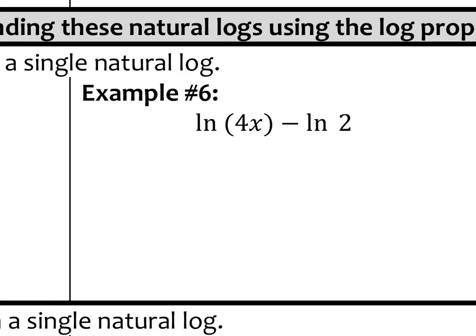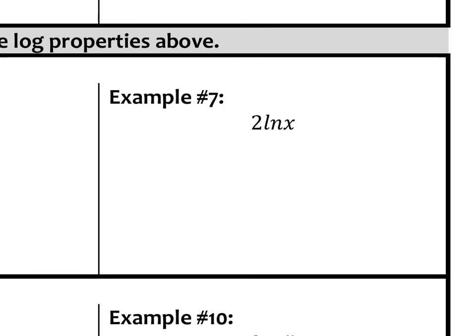This one is being subtracted. So really I'm going to be doing natural log of 4x divided by 2, which will simplify. 4 divided by 2 is 2, so natural log of 2x. And I've got a coefficient here, so if I want to condense it, I bring it up into the exponent. So this will change to natural log of x to the second power.